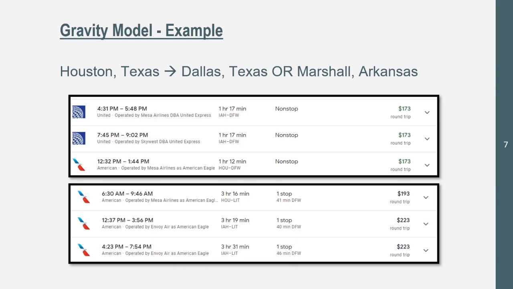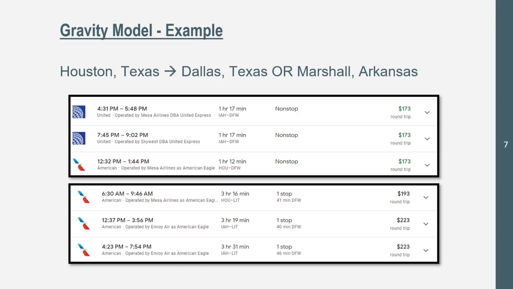Let's look at an example of the gravity model using plane flights. Our starting point is going to be the Houston airport. The top one is going to be a flight to Dallas, Texas, and the bottom one is going to be a flight to Marshall, Arkansas. So what's the first thing we notice? Number one is that there are going to be non-stop flights from Houston to Dallas, and layovers for flights from Houston to Marshall. The second thing is flights are going to be more expensive from Houston to Marshall than from Houston to Dallas. Dallas is going to be cheaper than Marshall because it is closer.